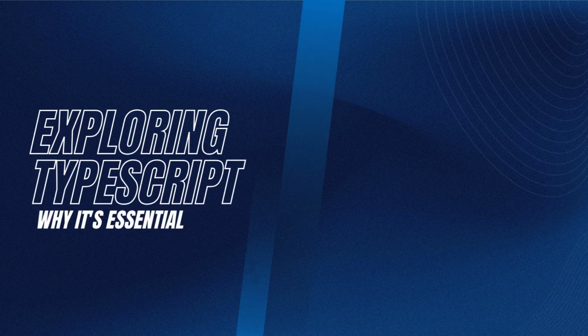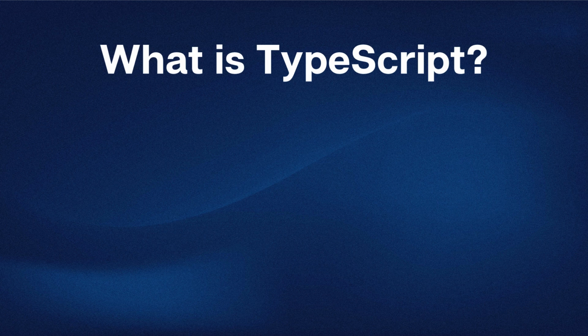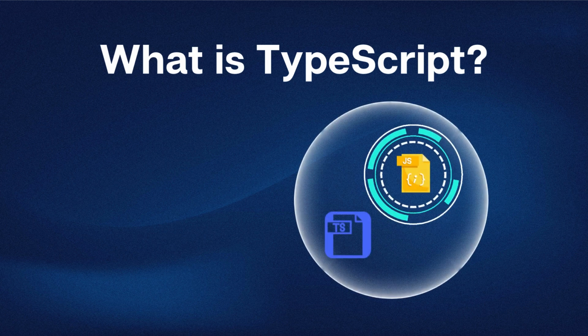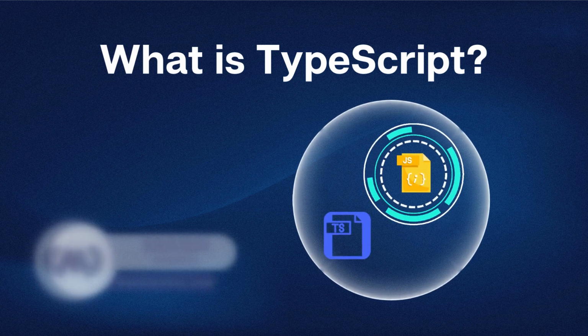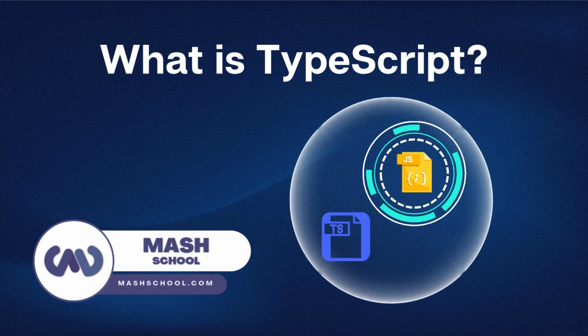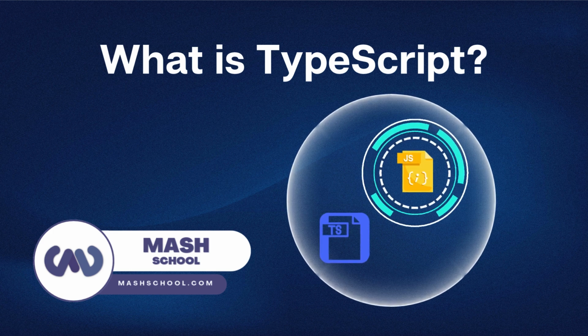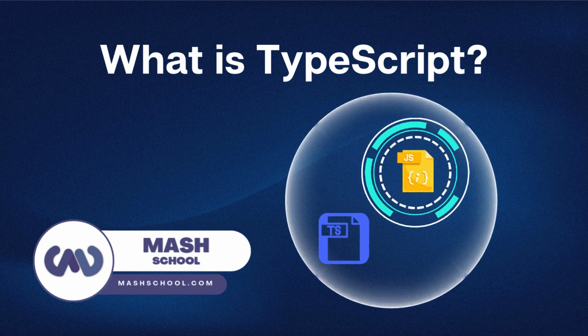In this episode, we dive into the heart of TypeScript, uncovering what it is and why it has become a cornerstone for modern software development. Developed by Microsoft, TypeScript is a superset of JavaScript that adds static typing to the language. This means you can write JavaScript code with the addition of types, making your code more predictable and less prone to runtime errors.